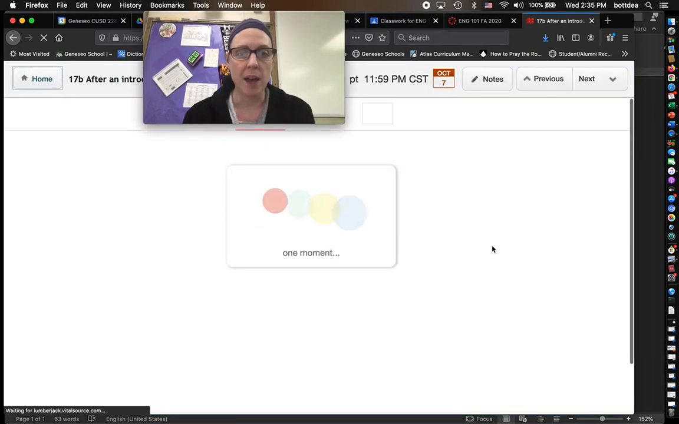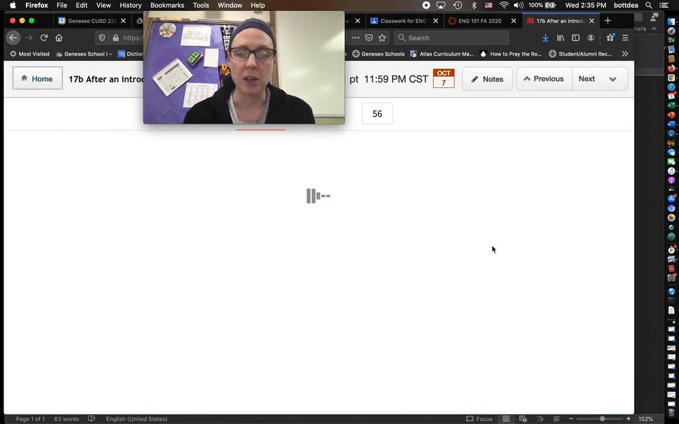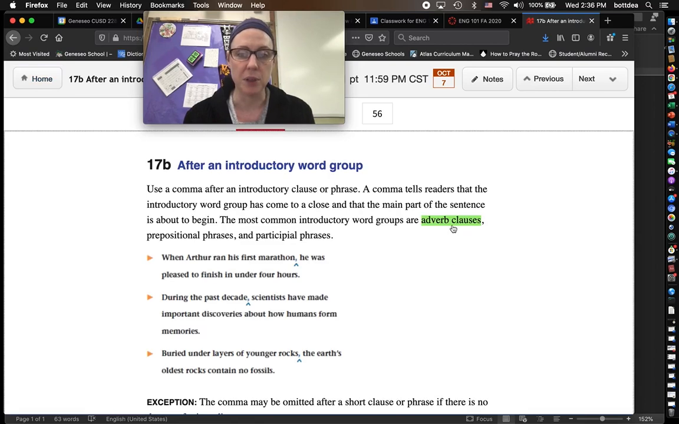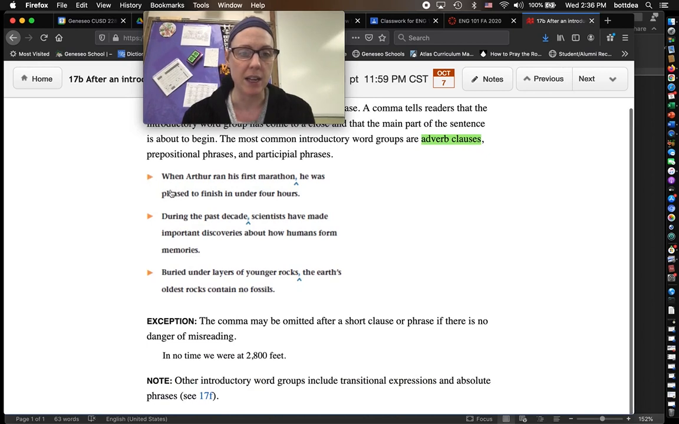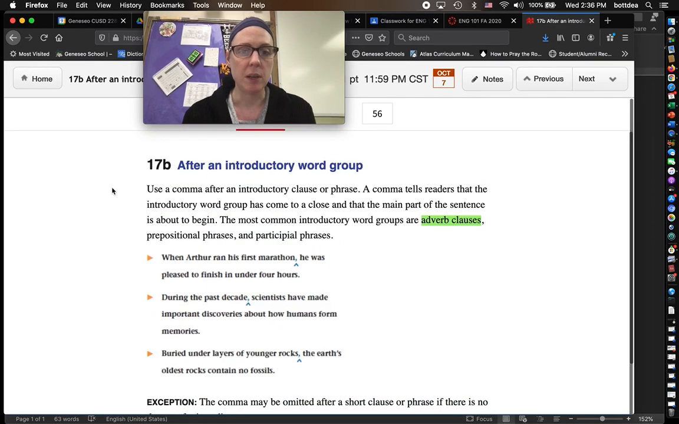And so if we go back into Rule 17, this is exactly what Rule 17b says. You need a comma after an introductory word group, and one of the main types of introductory word groups that we use are adverb clauses, dependent clauses. Remember, they have a variety of different names. So you're going to remember that these are dependent clauses because you're going to be able to recognize the subordinating conjunction. So keep that in mind, right? You're looking for subordinating conjunctions, and that's going to help you.